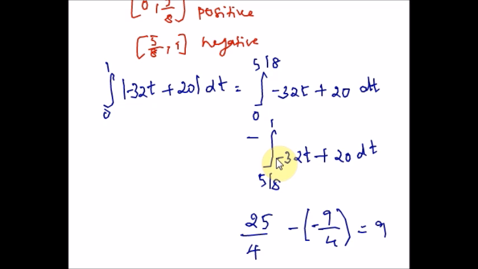The positive area between v of t and the t axis is 25 over 4 and the negative area is negative 9 over 4. When we add these two areas, we get the displacement of 4 feet, the first part. But when we add the absolute values of both of these areas, we get the total distance, 9 feet. Do you understand the difference between the first part and the second one?